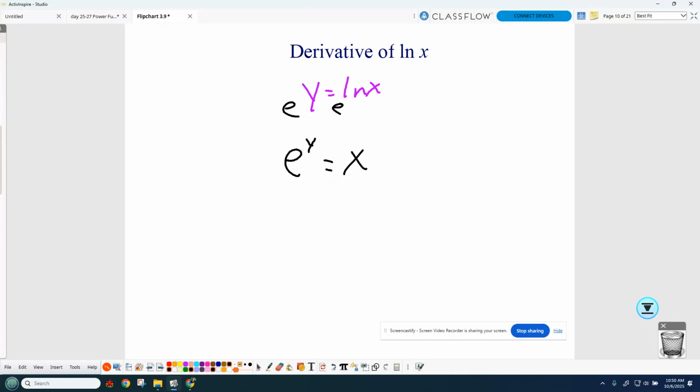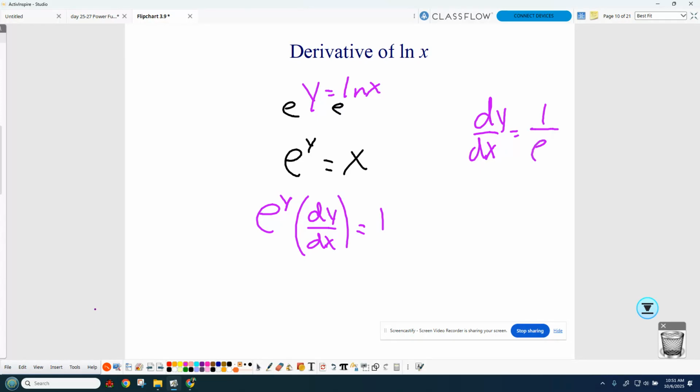Evelyn, what was the derivative of e to the y? What did we just do? It is e to the y. And then chain rule, what's the derivative of y with respect to x? dy dx. Milo, what's the derivative of x? 1. So then, dividing, I get 1 over e to the y.